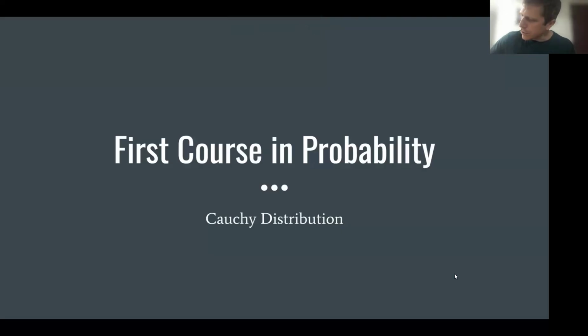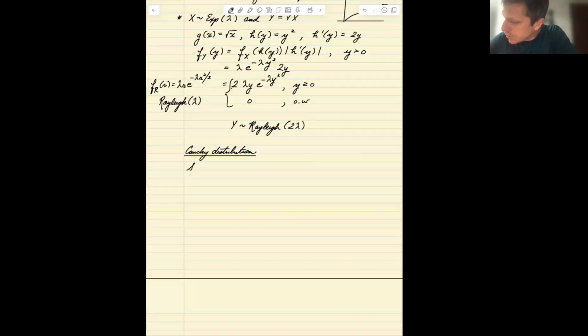All right, another distribution that we haven't talked about yet, that we can express as a transformation of another family of distributions we know, is called the Cauchy distribution. Okay, so here's how we come across the Cauchy distribution.